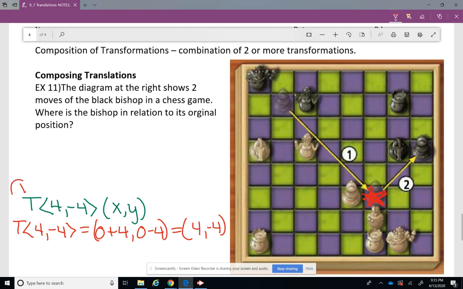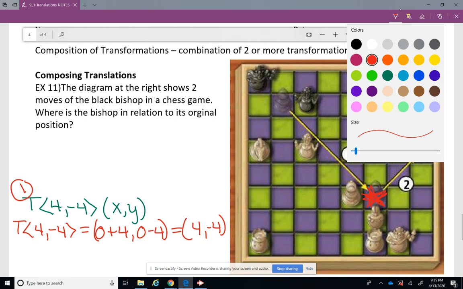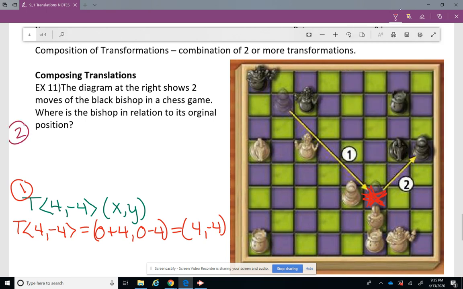Okay, that was our first step. Our second step I'll do in this pinkish color. All right, we're going to see what we need to translate. So I'm going to go 1, 2, 2 up. Oh, I can't go up first, can I? I have to go left and right first. Yep, my bad. I'm going to go 1, 2 right.